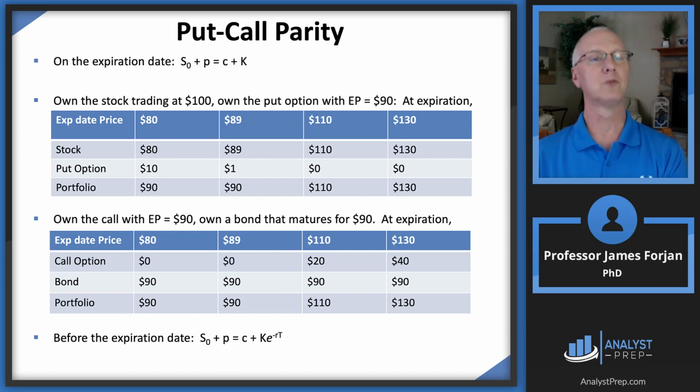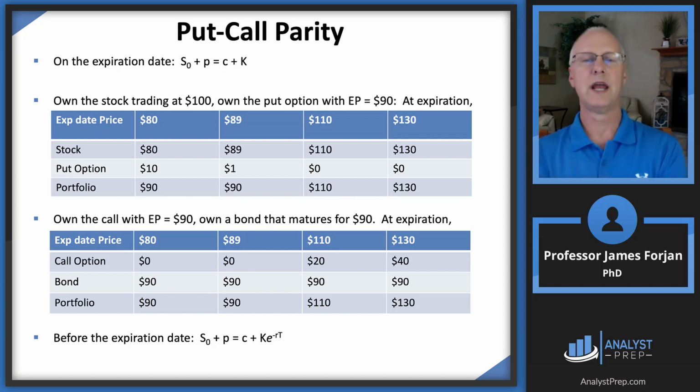All right, but the next row, this is the put option, right? So we have the right but not the obligation to sell at 90 when the stock is trading at $80. So the put option has an intrinsic value. Remember, there's no time value at expiration. It has an intrinsic value of $10. So your stock has fallen in value, right, from 100 down to 80, but your put option has increased your portfolio by $10. So your portfolio is now worth 90.